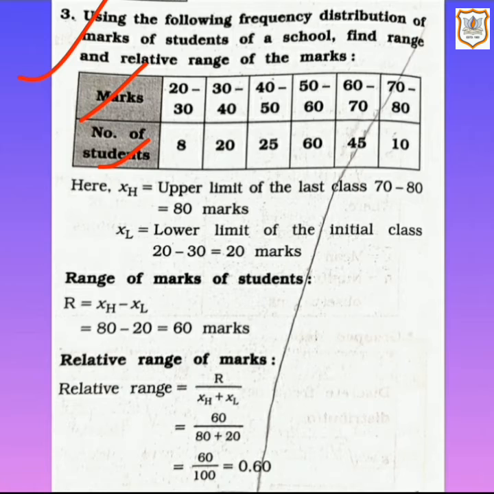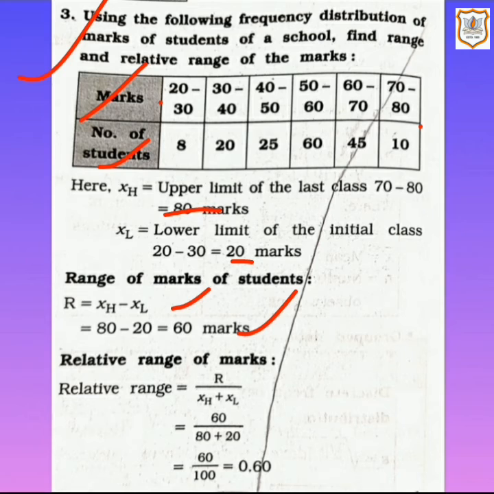So in the initial class, if we see, the lower limit is 20 and it's the lowest observation, and in the last class 70 to 80, the highest observation is 80. So here XL will be 20 and XH will be 80. So according to the formula of range XH minus XL, it will be 80 minus 20, 60 marks.